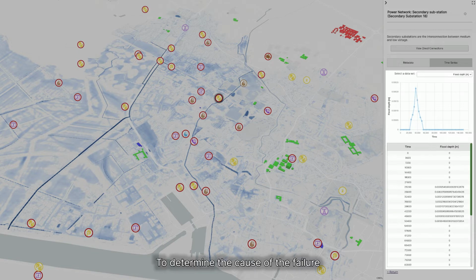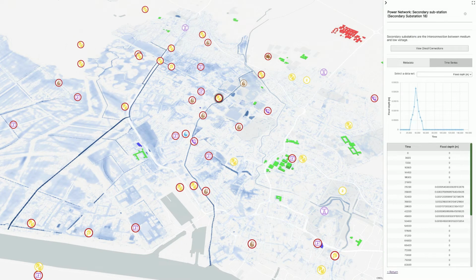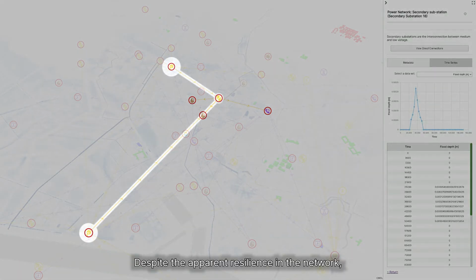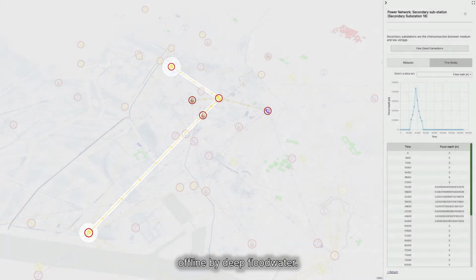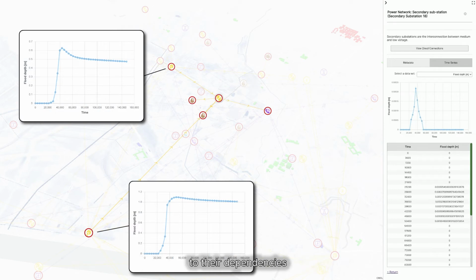To determine the cause of the failure, we can investigate the dependencies of the asset. Here we see that the asset can receive power from one of two primary substations. Despite the apparent resilience in the network, we can see that both primary substations have been knocked offline by deep floodwater. The failure of these substations cascades to their dependencies, resulting in further failures across the network.